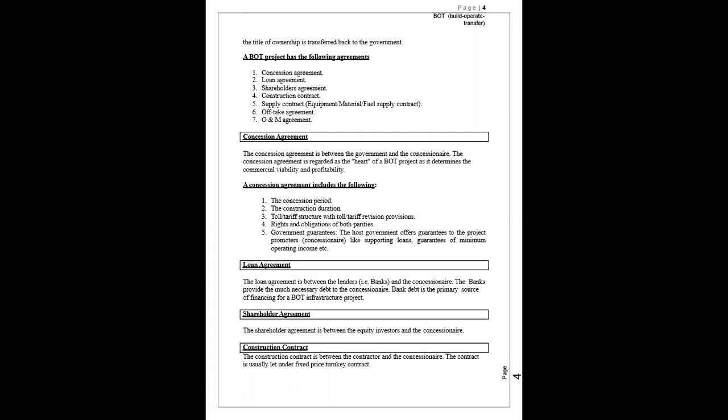So if toll is less or more because of good road condition, or if the number of vehicles has increased, then revisions can be made. Instead of the next 25 years, you can handle this toll for only 20 years, or instead of 20 years you can handle it for the next 25 years as traffic is less. So those revision provisions are there, along with rights and obligations of both parties.